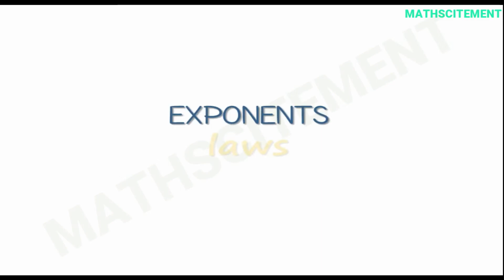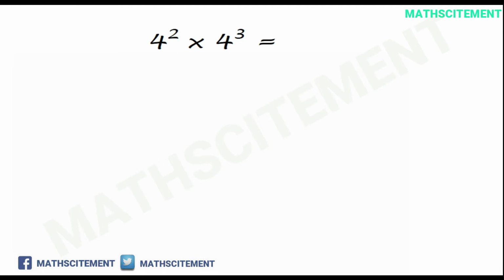In this video, we are going to focus on the basic laws of exponents. The first law says that like-based numbers having certain exponents, when multiplied together, result in the base number having a power equal to the sum of the exponents.